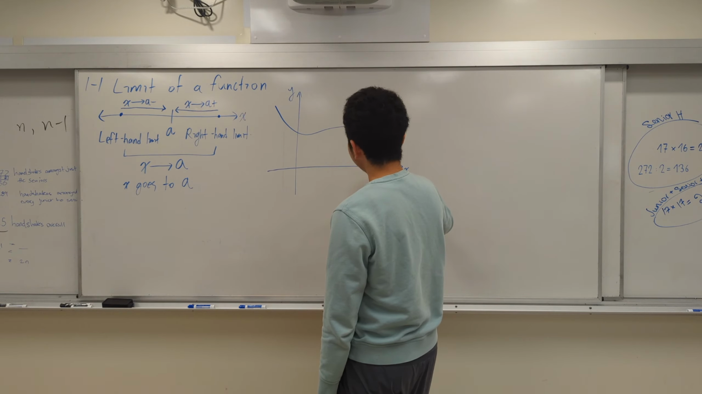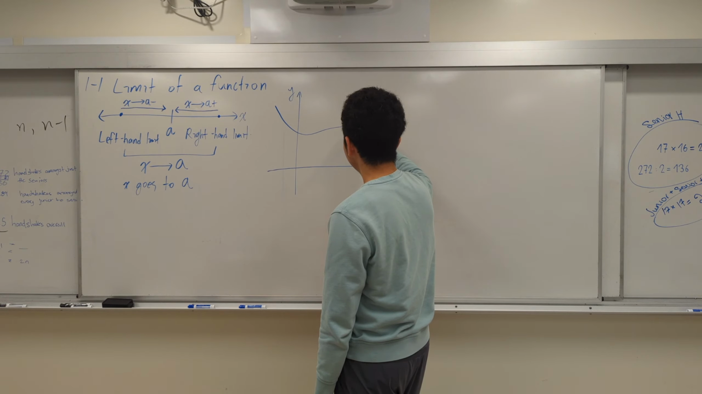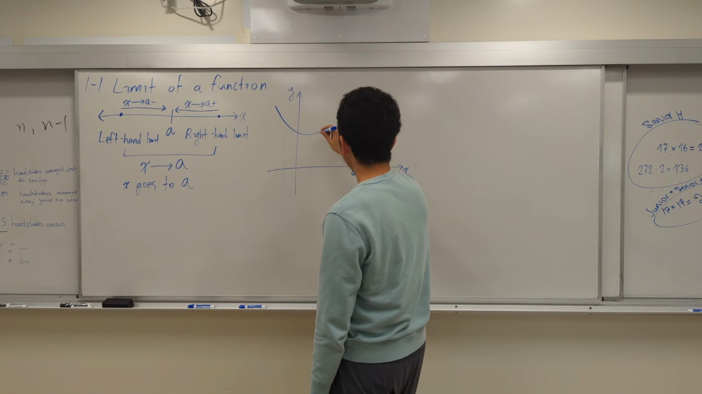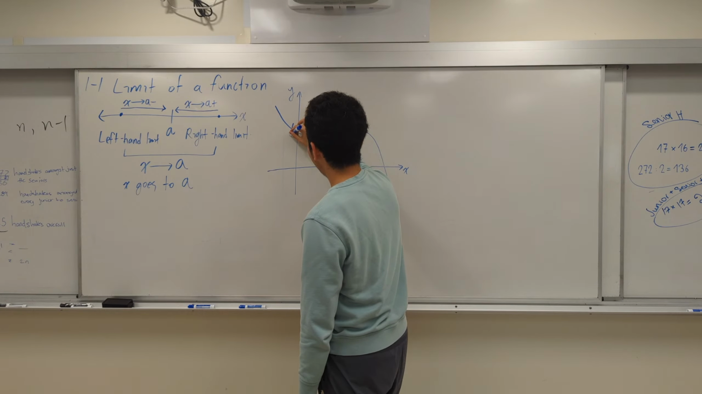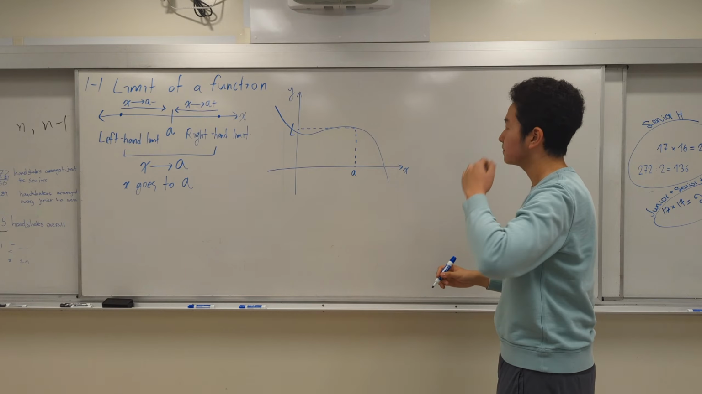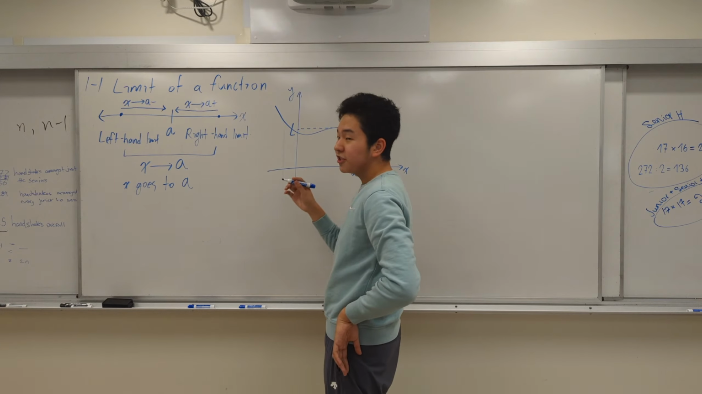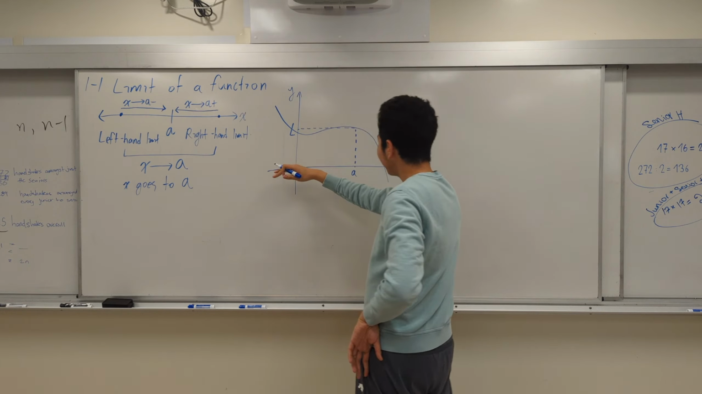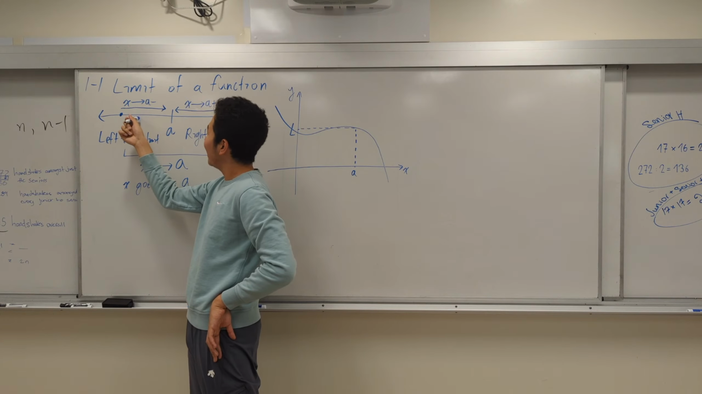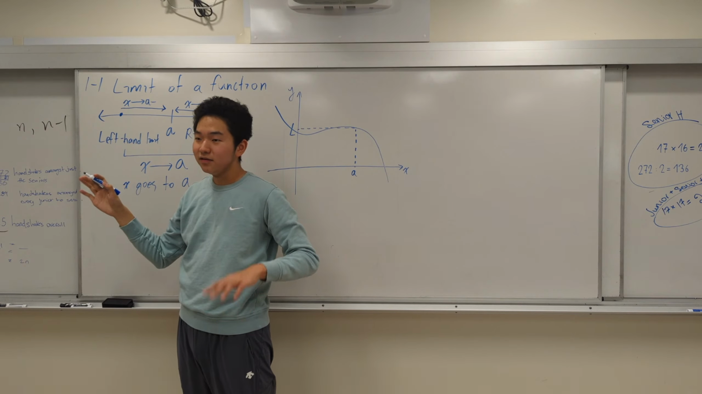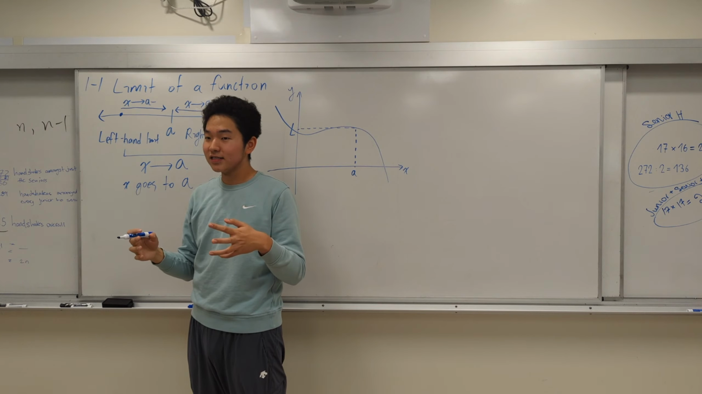And I'm just going to draw a random function like that. I'm going to do the same thing. I'm going to pick a point, A. And then, since this is a function, it has a function value. Let's call this function value L. I'm going to do the same thing here. So I'm going to look at the x-axis, and remember, we're getting closer to A without ever touching A. Do you guys get that concept?